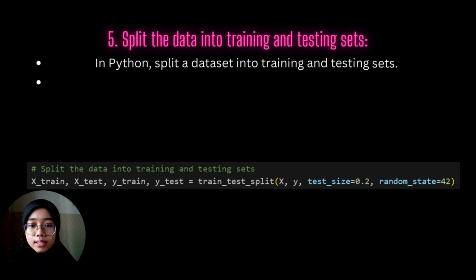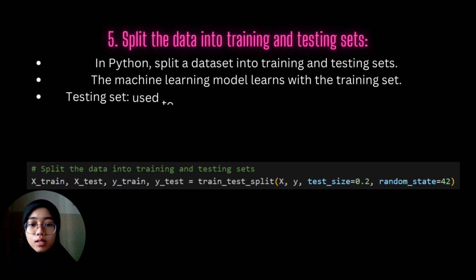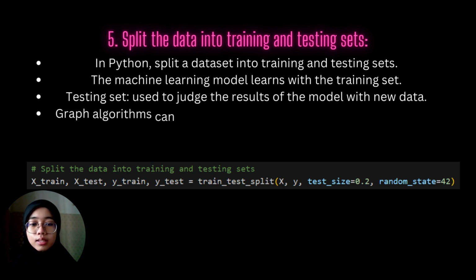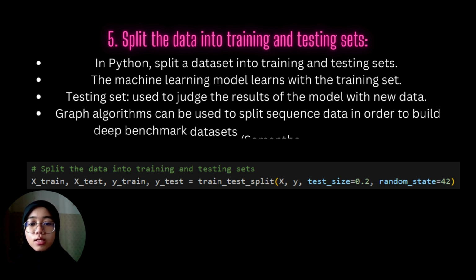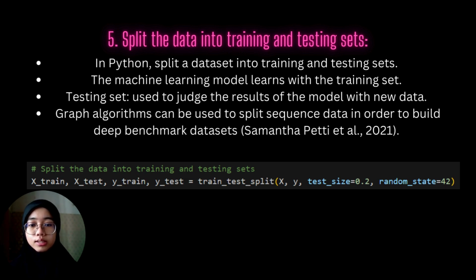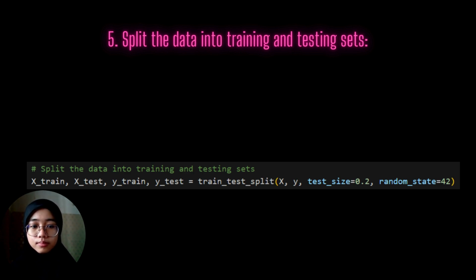Next, we split the data into training and testing sets. In Python, split a dataset into training and testing sets. The machine learning model learns with the training set. The testing set is used to judge the result of the model with new data. Graph algorithms can be used to split sequence data in order to build deep benchmark datasets.